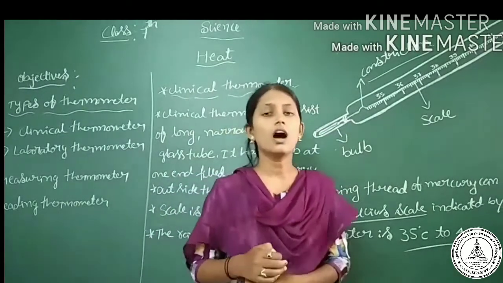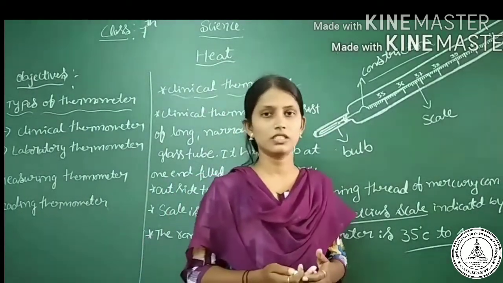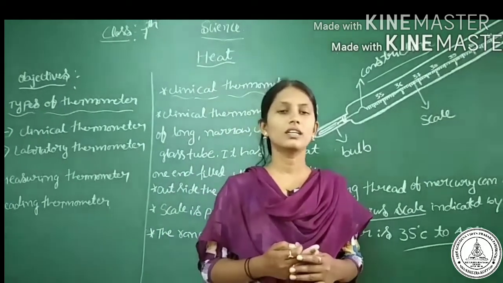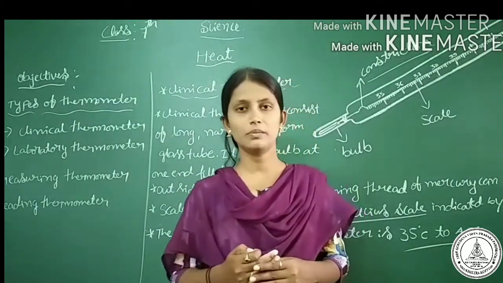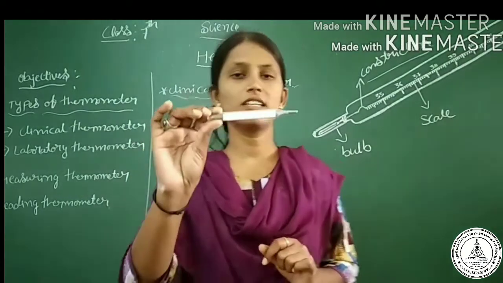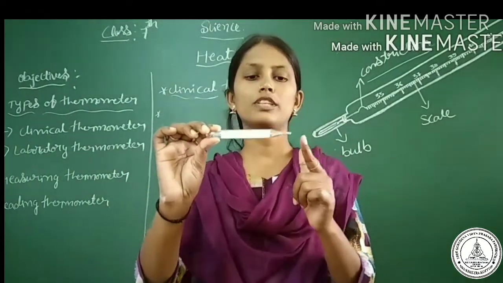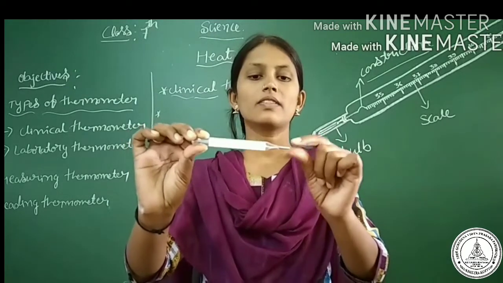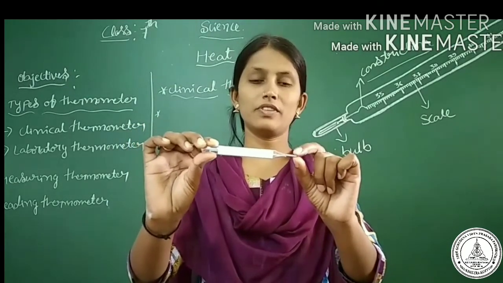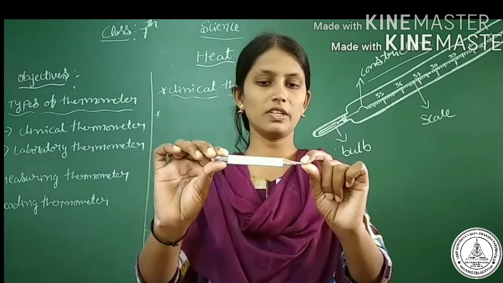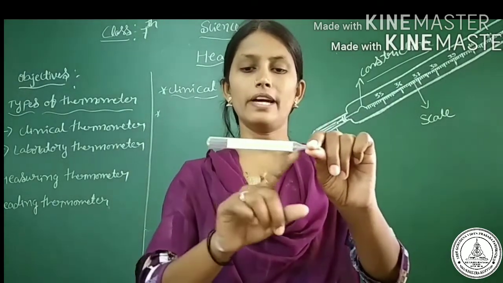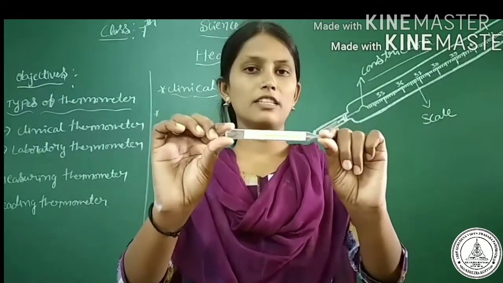Now we will discuss how to use the clinical thermometer. What steps do we have to adopt to measure the body temperature of a human? This is the clinical thermometer. It has the bulb at one end. This bulb contains mercury liquid. It has a long, narrow, uniform glass tube.